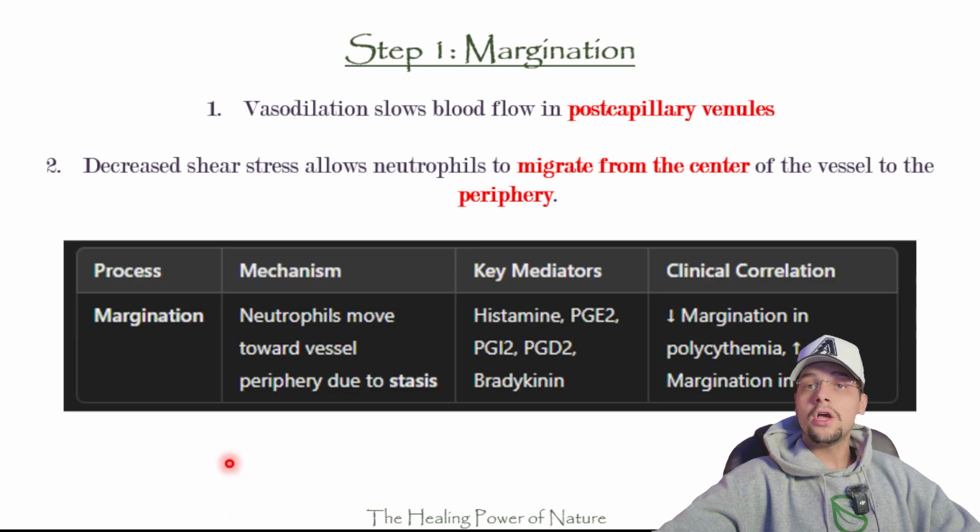A high-yield chart I made: the process of margination's mechanisms. Neutrophils move toward the vessel periphery due to stasis. The key mediators are histamine, PGE2, PGI2, and PGD2. Remember, PGE2 also produces fever, and PGI2 also inhibits coagulation. The clinical correlation: there will be decreased margination in polycythemia.